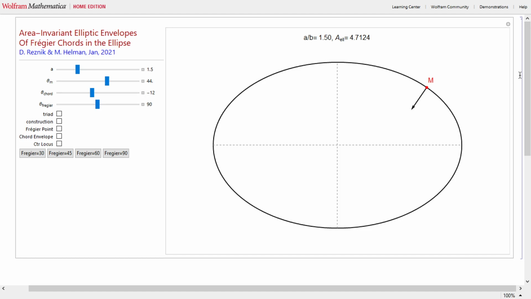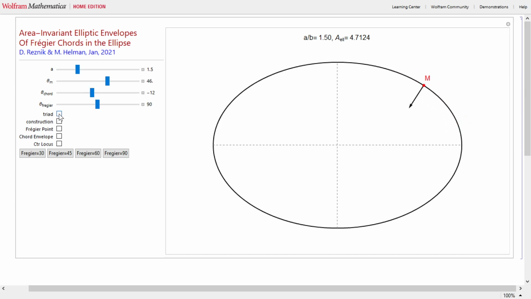M. Frégier was a French mathematician who lived in the first half of the 1800s, and he discovered the following phenomenon. If you take an ellipse and you choose a point M on its boundary, this black arrow represents the normal to the ellipse at M, so if I move M, the normal is going to move.